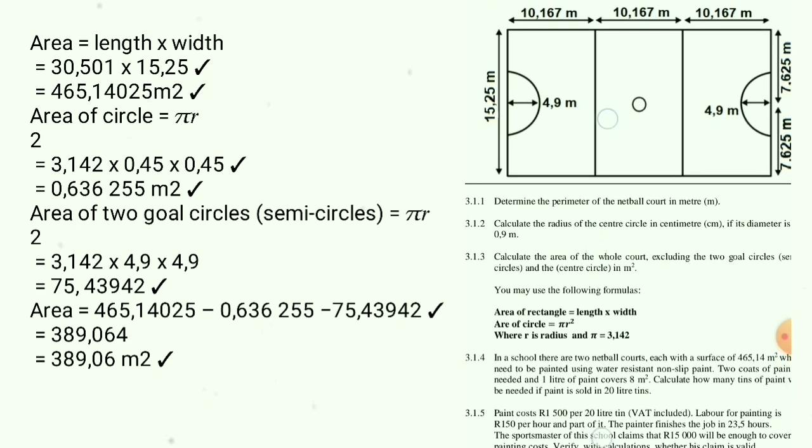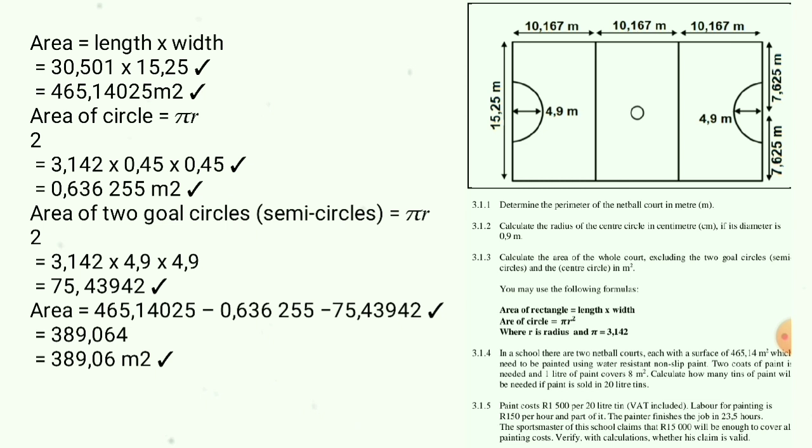You can see the circles on the screen, guys. On the netball court, these are the circles. I hope everybody can see the circles on the netball court. So 4,9, there are 2 circles there, multiplied by 4,9, then the answer is 75,43. Then we calculate and say area 465,14 minus 0,63 minus 75,43. Then the answer is 389,06. Then we round off and say 389,06 m².